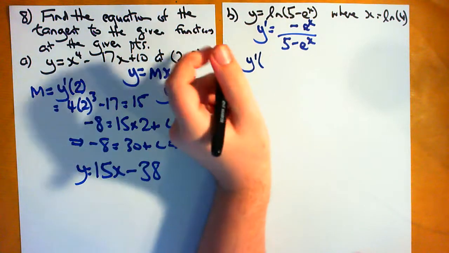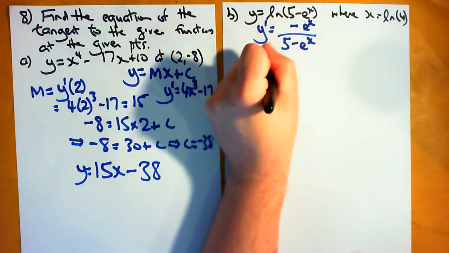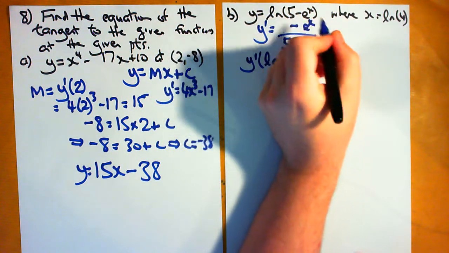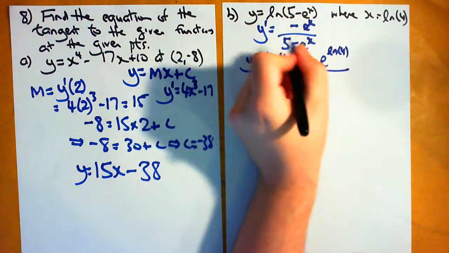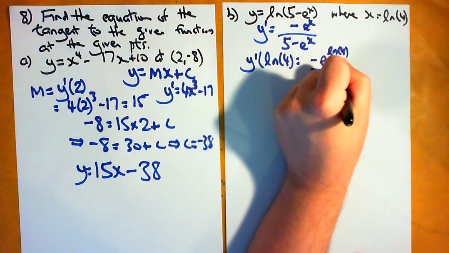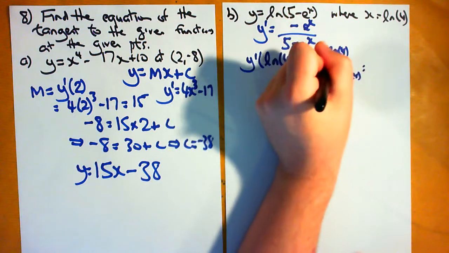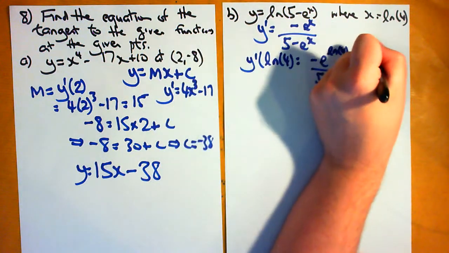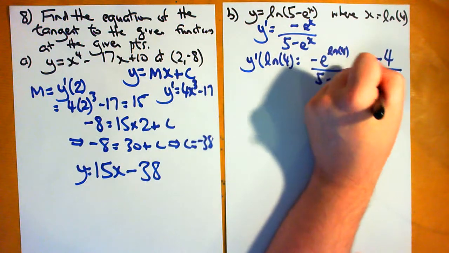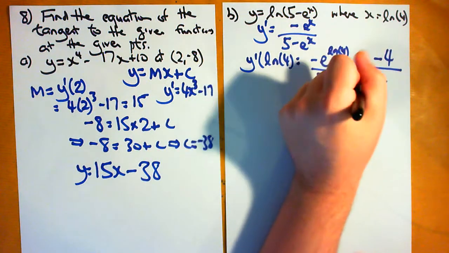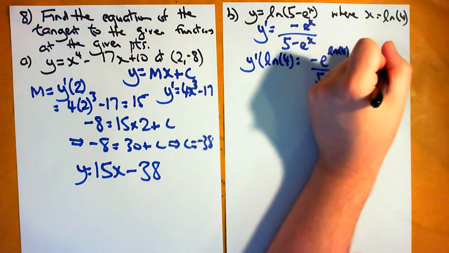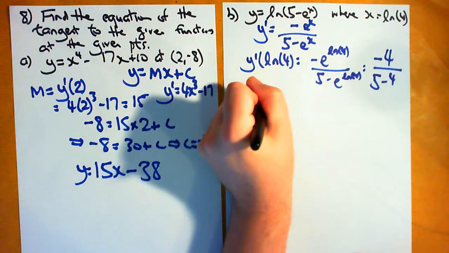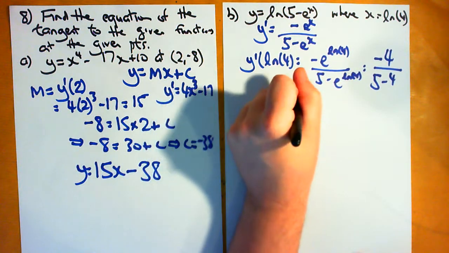So we want to find y dash of ln of 4. We get negative e to the ln of 4 over 5 minus e to the ln of 4. e to the ln of 4: e and ln cancel to just leave 4, so we've got minus 4 over 5 minus 4, which gives us minus 4 over 1, which gives us negative 4. So m equals negative 4.